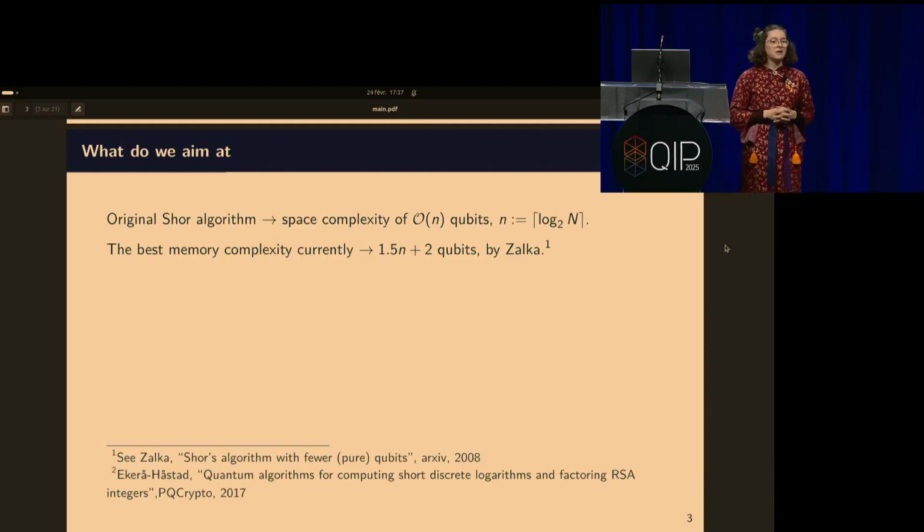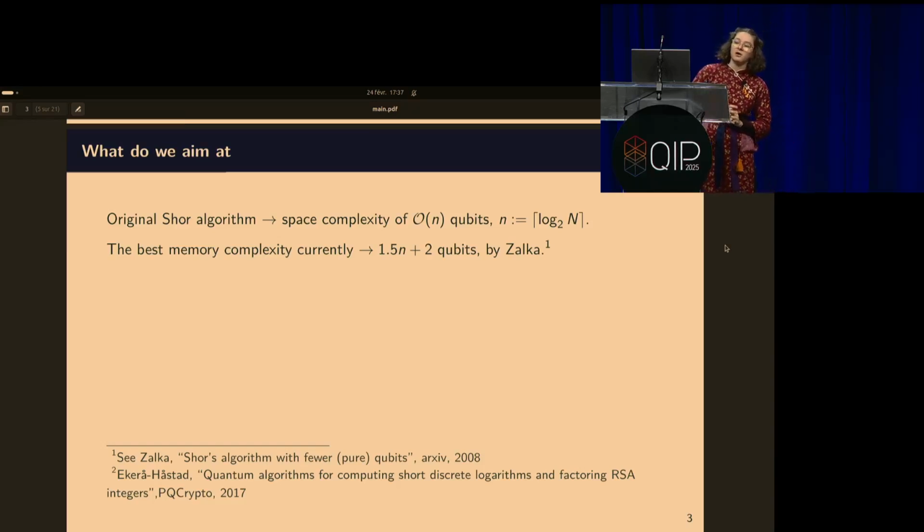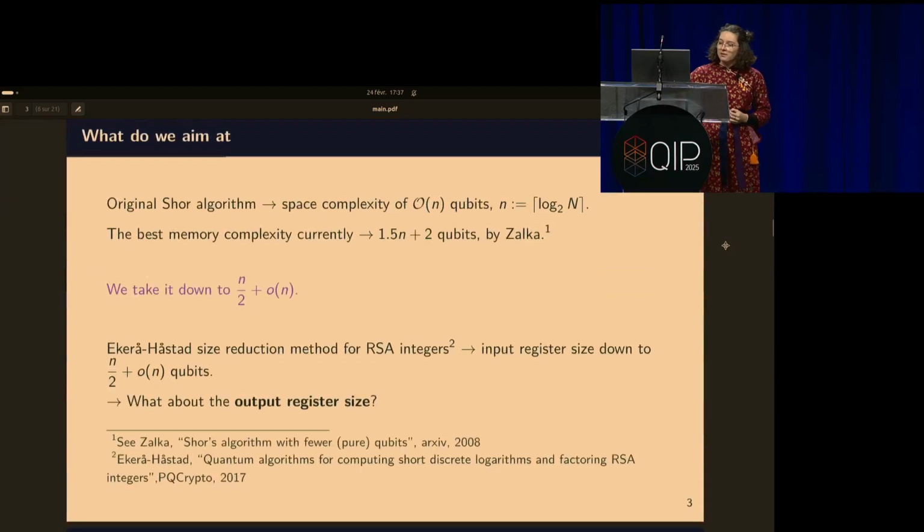So there have been some previous attempts to optimize the memory of Shor's algorithm. The previous best prior to our work was due to Zalka and achieved a qubit count to run Shor's algorithm of 1.5 times n plus a negligible amount of qubits. What we do is we take this number down to n over 2 plus a negligible amount of qubits to factor big N.